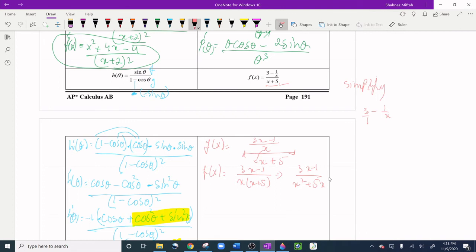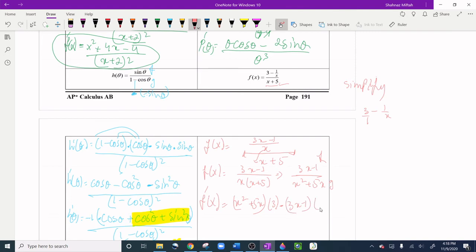Now, this is a quotient rule, but it's making it simpler compared to this one, two fractions and stuff like that. So now I'm going to take a derivative of that. This is my f, that's g. g stays as it is, x squared plus 5x. The derivative of f is 3, minus, keep the f as it is, 3x minus 1.